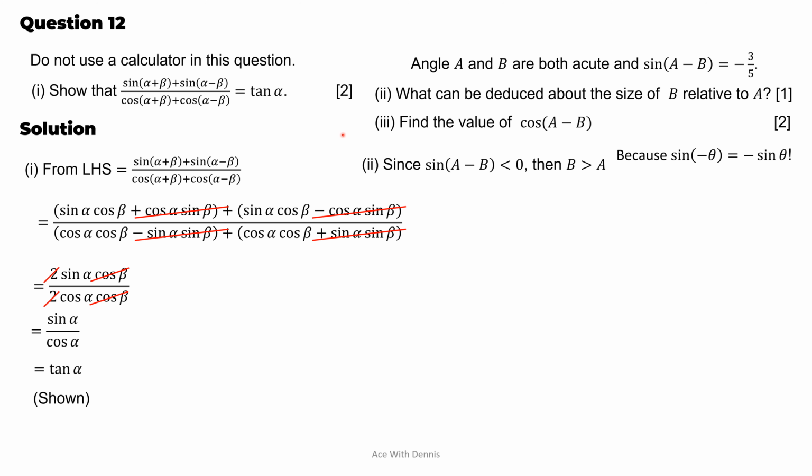Okay, so the solution for part 2, we can see that sine (A minus B) is less than 0, right? Because it's a negative value. Then B should be greater than A.